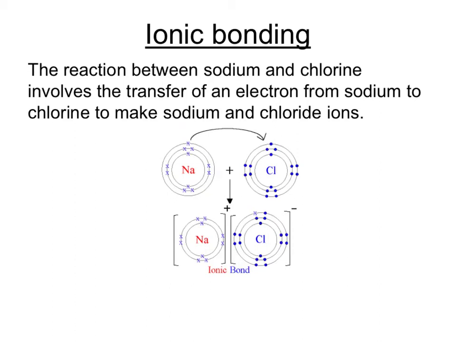And here it's shown with the electron being transferred from the sodium to the chlorine to form 2 ions, the sodium ion with a 1+ charge and the chloride ion with a 1- charge. And then these 2 ions would attract each other because they've got opposite charges. Therefore they have an electrostatic attraction which brings them together in a crystal lattice.